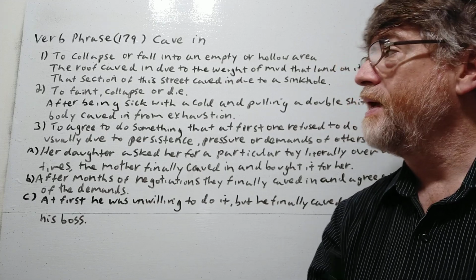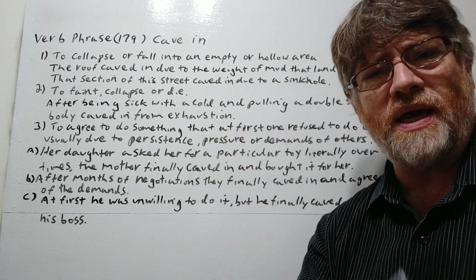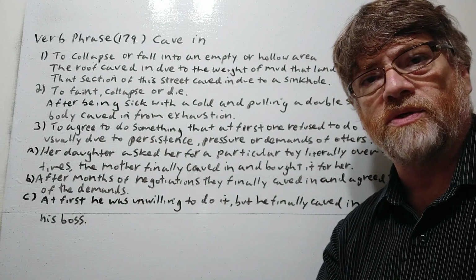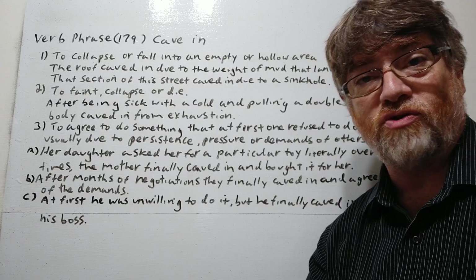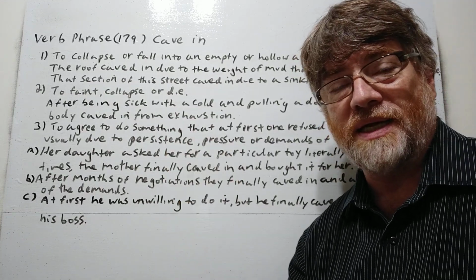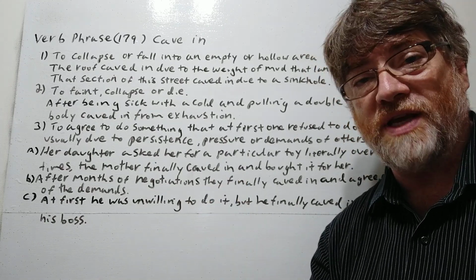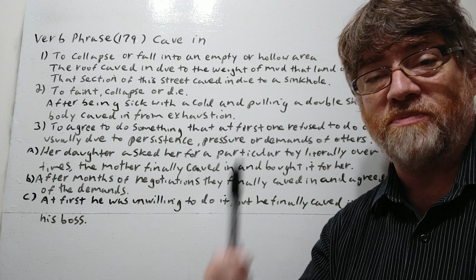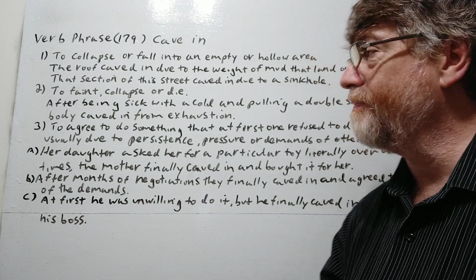Number two here. That section of the street caved in due to a sinkhole. In recent years we've heard about sinkholes. The area under the main street was probably empty, and somehow the street just collapsed suddenly. That is what we mean by a sinkhole. So it just caved in. It fell in. And sometimes a person or a car might fall down with it.